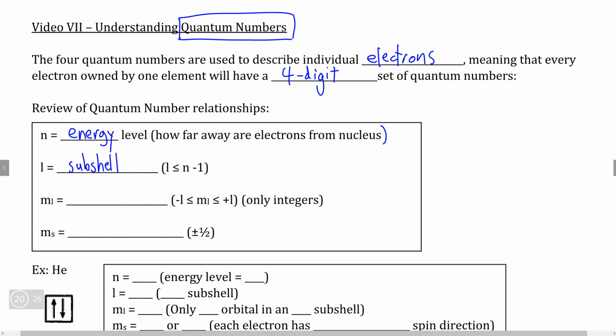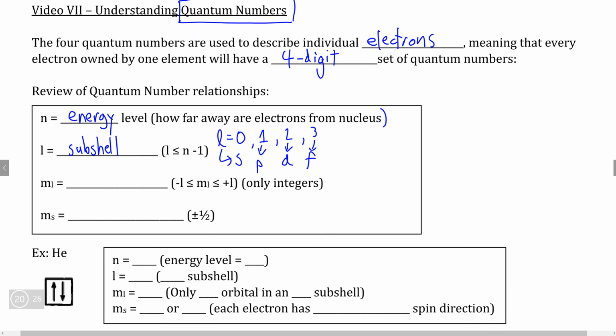So, for example, if L is equal to 0, that tells us that we are dealing with an S subshell. If L is equal to 1, that tells us that it's a P subshell. If L equals 2, that tells us we have a D subshell. And if L equals 3, that is an F subshell. There are more subshells that are technically possible with higher L values, but we do not see them in elements that exist on Earth. The next quantum number, our magnetic quantum number, is our orbital quantum number.